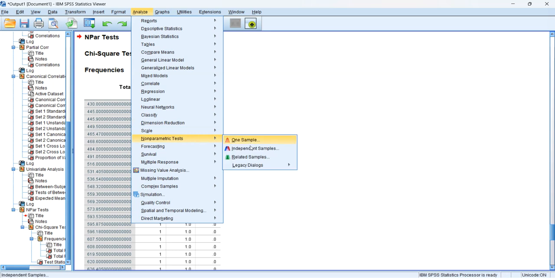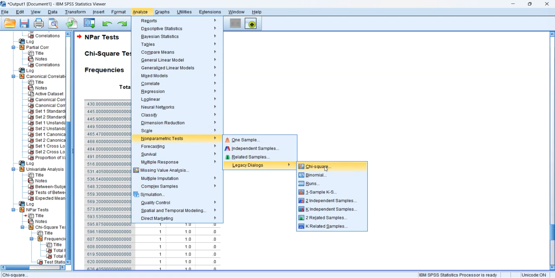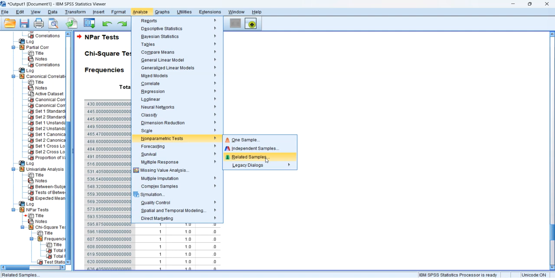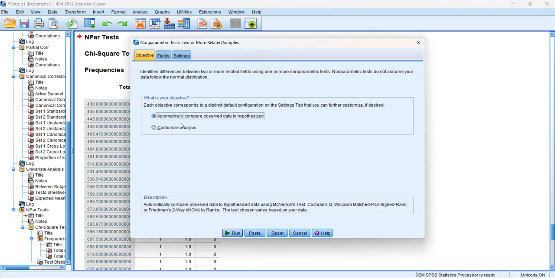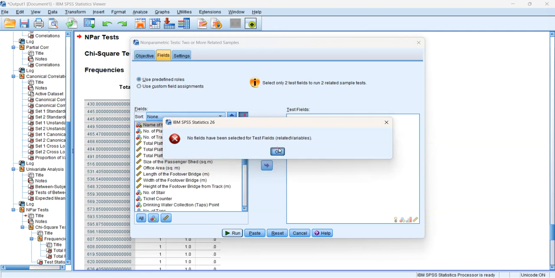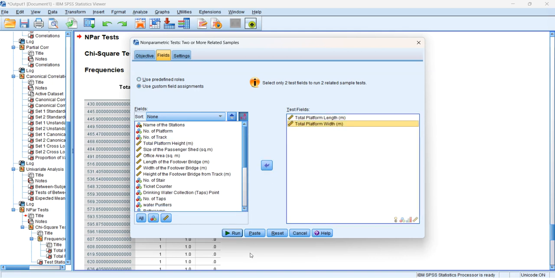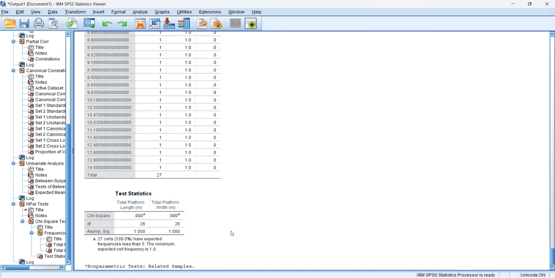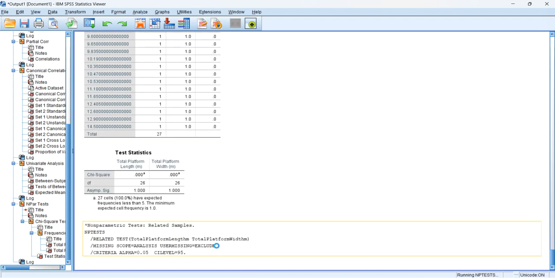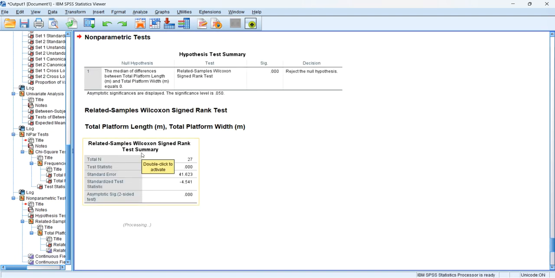For non-parametric analysis you just go into the legacy dialog, and from here you can get the chi-square test, the one sample K test, one sample independent test, and all. And related samples, sometimes data is related, so you can check the related samples also. For that you automatically compare the observed data set. Yes, you run. So you need to check your data set for the test data set, suppose these and these, you can run this. So from here you can get the non-parametric sample results.